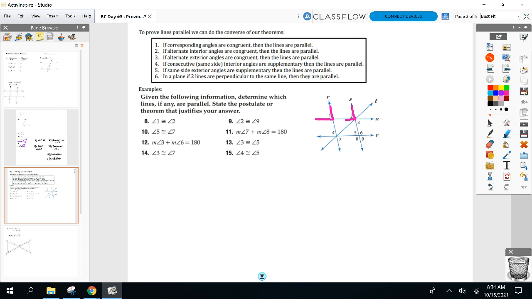Line U. That's your transversal. And what are the other two lines that it's making up? R and S, which are parallel. If they have a line in common, which is U here, they got to be some type of special angles. So knowing 1 and 2 are congruent here on number 8 tells me which lines are parallel. R congruent to S.